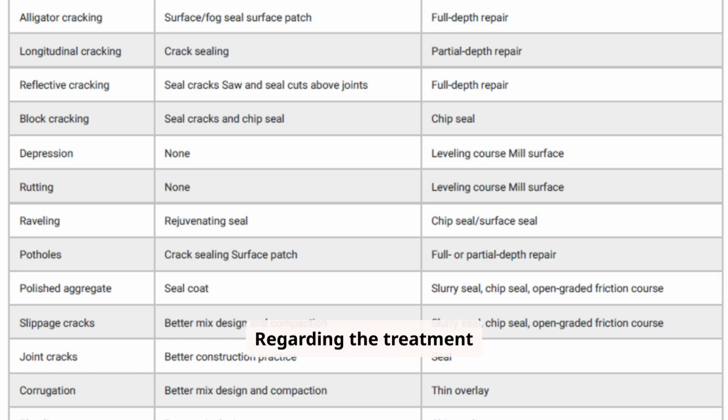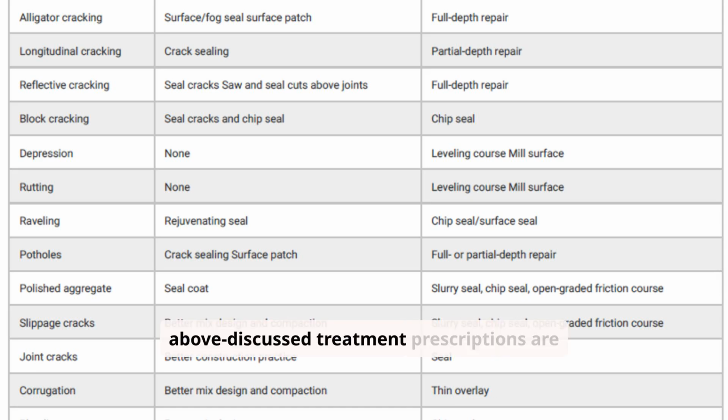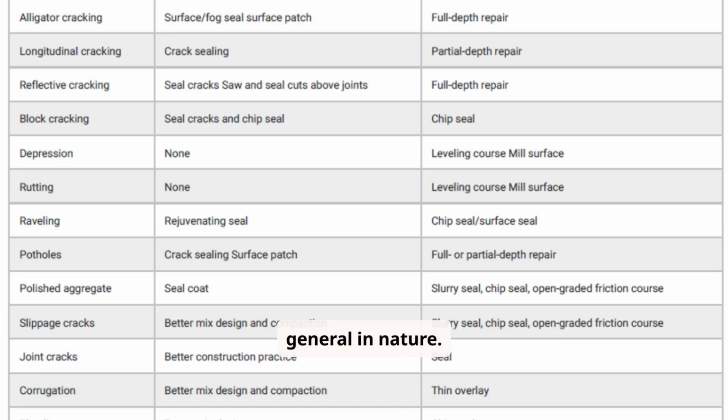Regarding the treatment option, every highway agency is unique, and they have their own innovative strategy to repair these distresses. The application of treatment also depends on local materials, climate, budget, etc. The above-discussed treatment prescriptions are general in nature. Based on local needs, an optimum solution is sought out. In addition to general repair strategies, some repair and preventive treatments are summarized in the table.